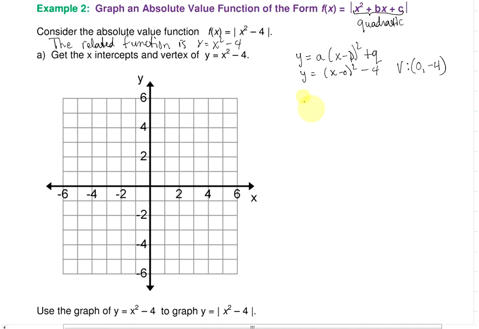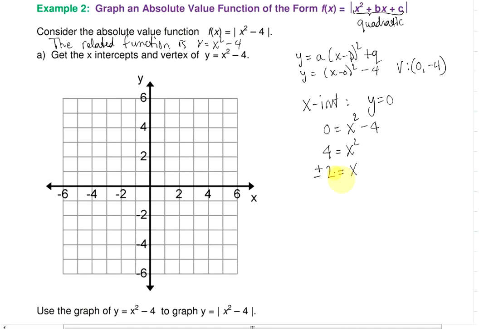Okay, recall x-intercepts occur when y is equal to 0, so we're going to plug in 0 for y. We are going to solve for x, so we're going to move the negative 4 over. We get 4 equals x squared. Square root both sides, and don't forget to put plus and minus 2.